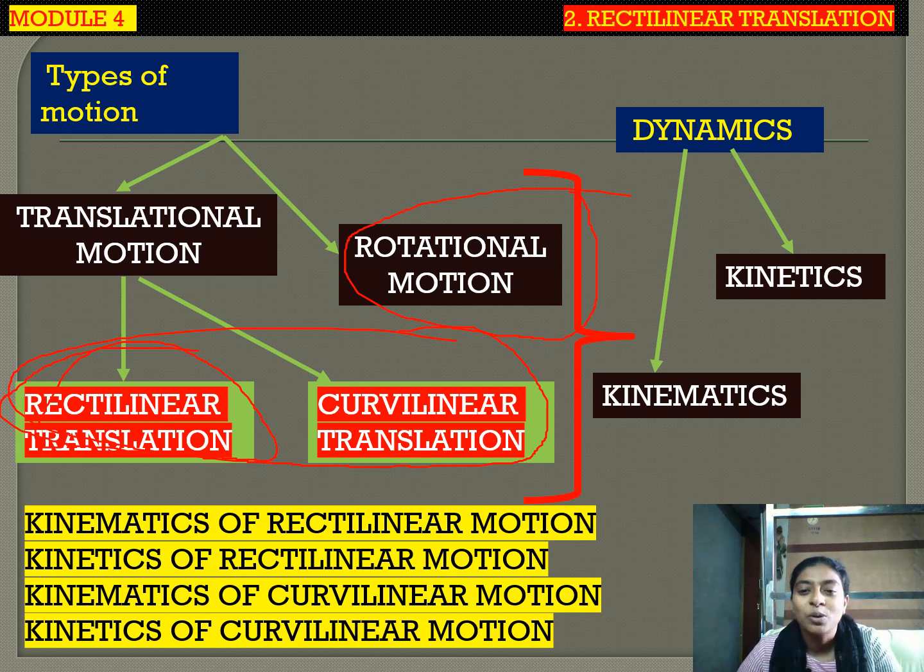So in our fourth module, we have to study the kinematics of rectilinear motion, kinetics of rectilinear motion, kinematics of curvilinear motion, and kinetics of curvilinear motion. The applications of these four concepts make up our fourth module.